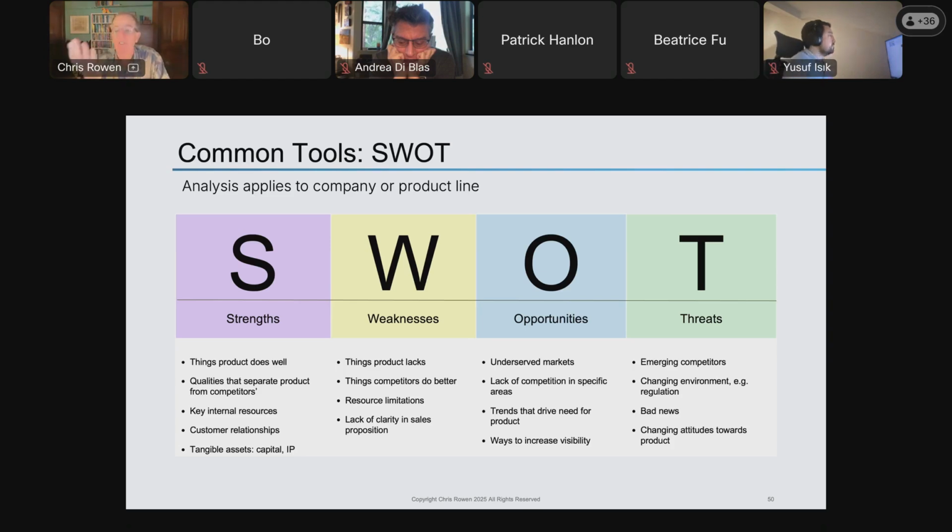And threats, of course, is the flip side of that. Where are competitors emerging? What are the things that are changing the environment? What are the events, bad news, either in the outside world or about your own company, that may stunt your growth or break your momentum? Are there things that are changing attitudes towards it?